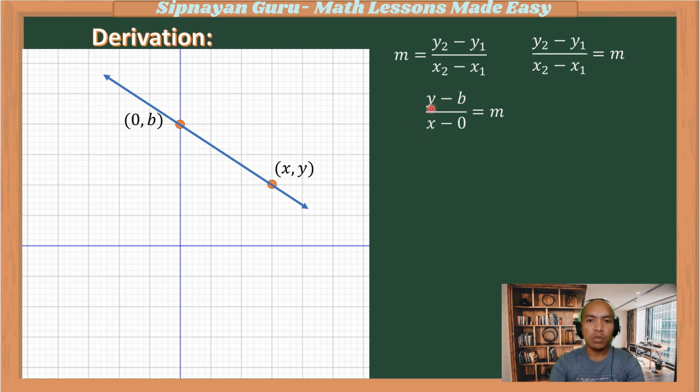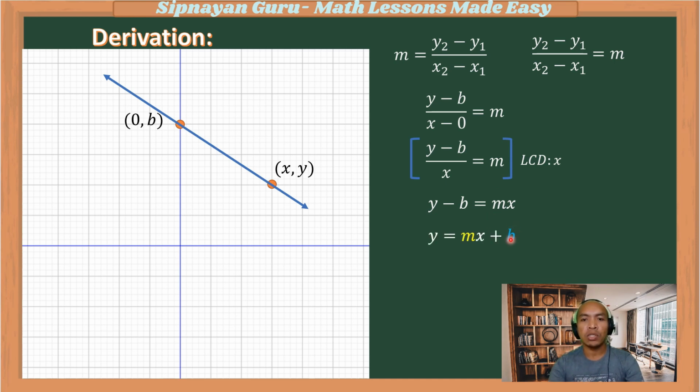Therefore, we get (y minus b) all over (x minus 0). Simplifying, x minus 0 is x, so this is (y minus b) all over x, and that is equal to m. To solve a rational equation, we have to get rid of the denominator. How are we going to do this? We multiply both sides of the equation by the LCD. If you multiply (y minus b) over x by x, the x is canceled out, so what is left is just y minus b. Then x times m is mx.